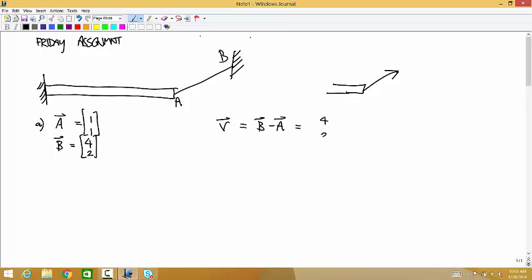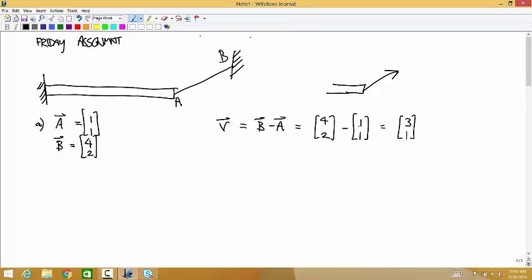So 4, 2 minus 1, 1 is 3, 1. And so that's a vector in the direction you want. It's just not a unit vector. Well, you have to do one more thing with this before you get to what you're talking about. First, you have to make it a unit vector in that direction.